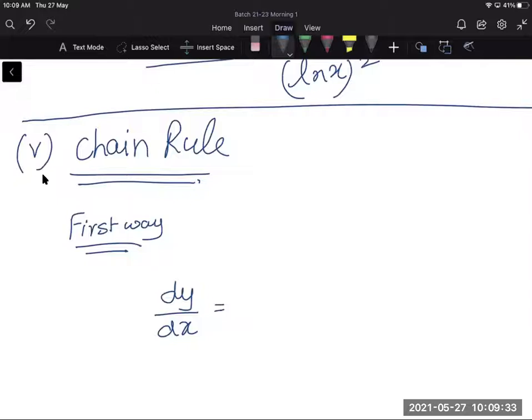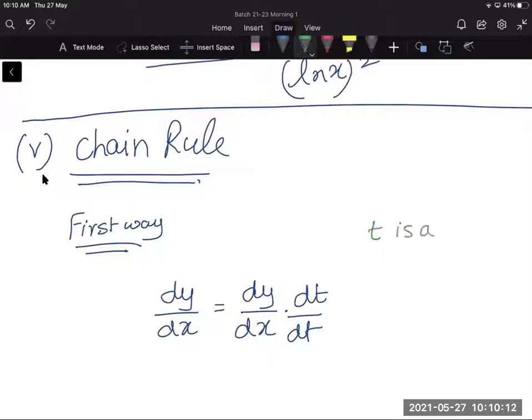Okay, and one of the most common operations that I can carry out on a fraction is that I can multiply and divide the fraction by the same number or the same expression, and it will have absolutely no effect on the fraction. So what I can do is write dy by dx is equal to dy by dx into dt upon dt. Right? Now, first question in your mind, t kahan se aaya? So let me answer that.